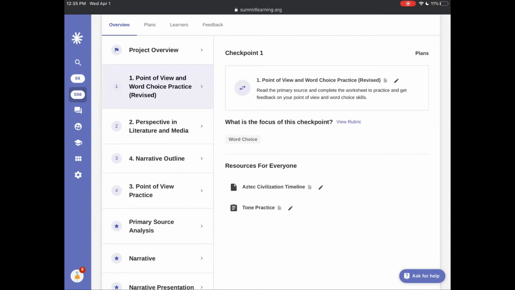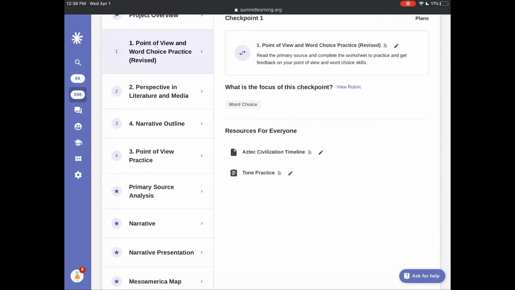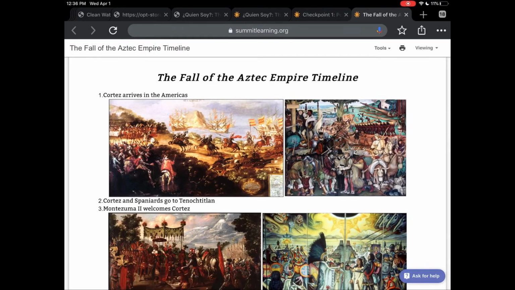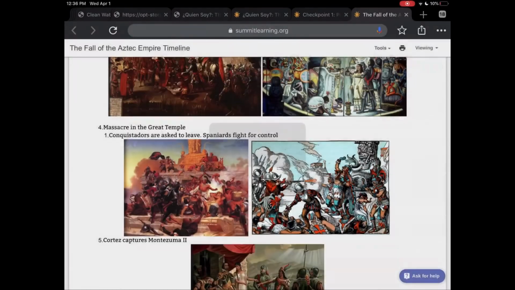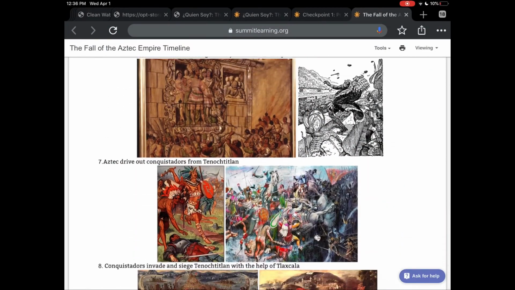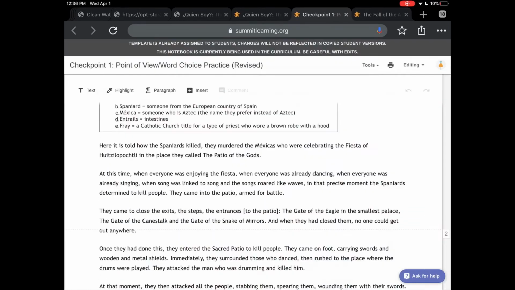Now, if at any point you are feeling lost, or you get confused on the timeline and what exactly happened between the Spanish and the Aztecs, if you go to checkpoint number 1, there is an Aztec civilization timeline right here. If you click on this timeline, it gives you a complete timeline of the fall of the Aztec Empire. I encourage you, at any time in this unit, if you're not sure about some details, please refer to this timeline.